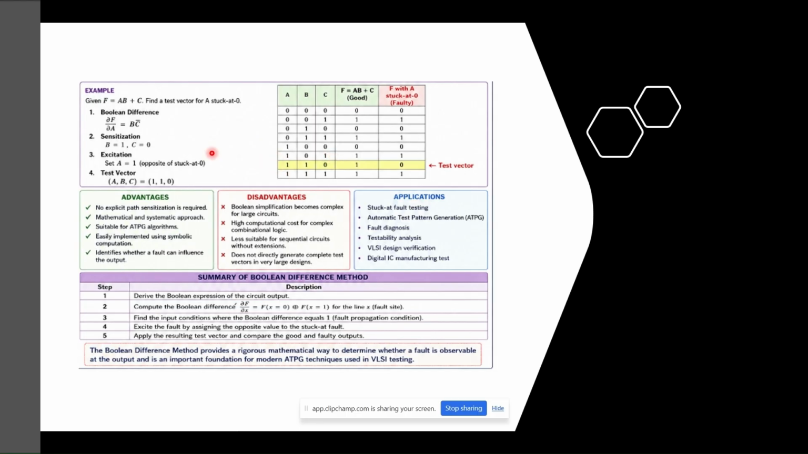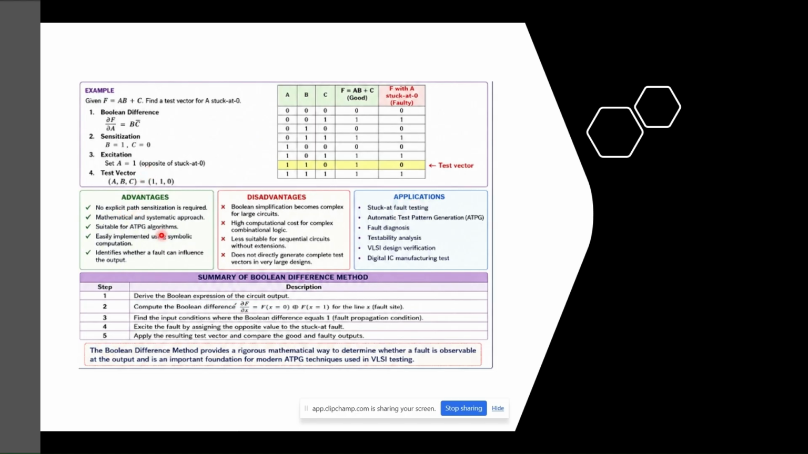Okay, so for the example considered, first you have to apply the Boolean difference formula. For example, if the stuck-at fault is at B, you have to find dou F by dou B. If the stuck-at fault is at C, you have to find dou F by dou C at 0 and at 1. Got it? So this is how you have to modify the Boolean difference formula based upon the existence of fault.